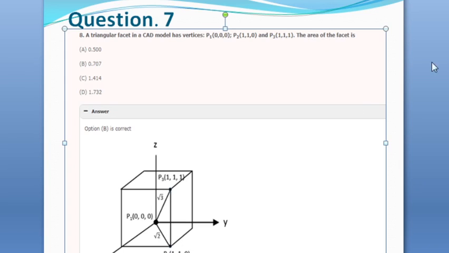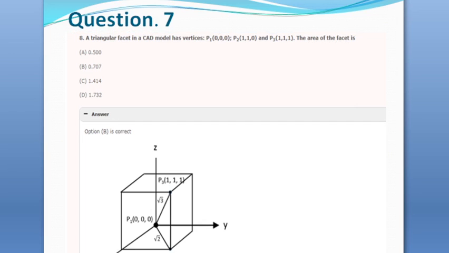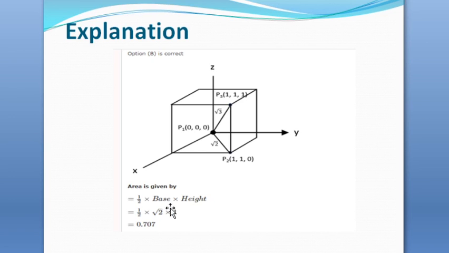We have to calculate the area of the triangle. The formula for the area of a triangle is half into base into height. The base is root 2. The distance between this point and this point is the base, root 2. The height is given as 1 unit. Therefore, the answer is 0.707.